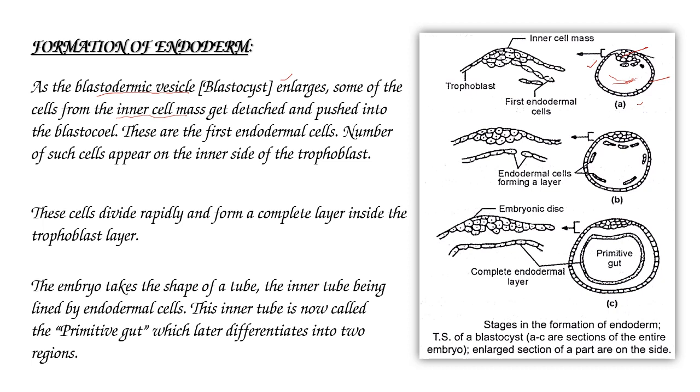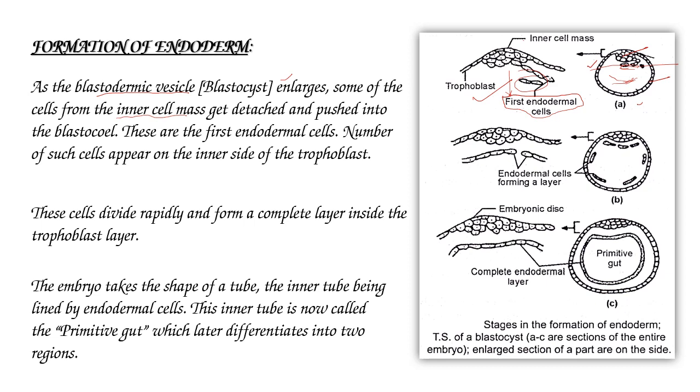So now what we are saying in the first step, some cells from the inner cell mass detach or separate and are pushed towards the blastocele, towards the cavity. These detached cells are called first endodermal cells. We are seeing that in the enlarged diagram here. So this is the trophoblast and inner cell mass, and some of the cells are separating, detached from it, and they are moved towards the cavity, that is the blastocele. They are called the first endodermal cells.